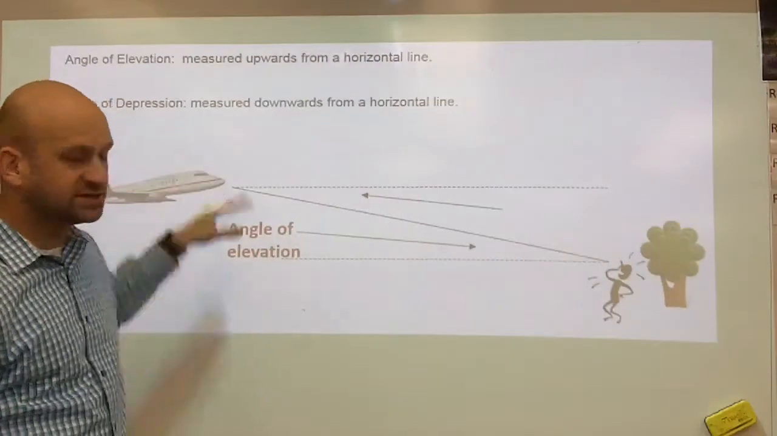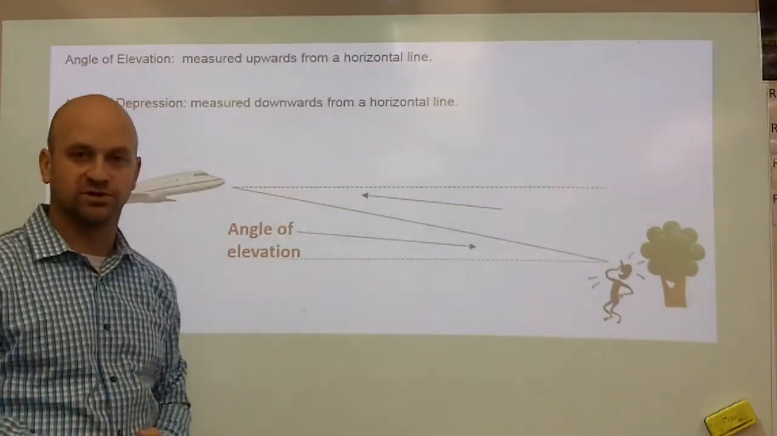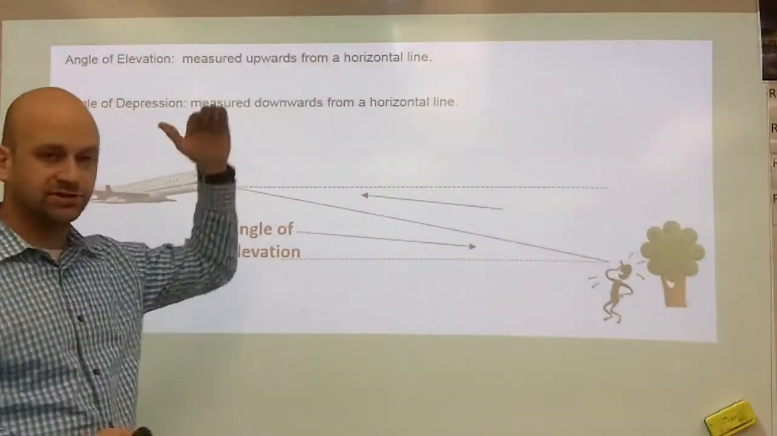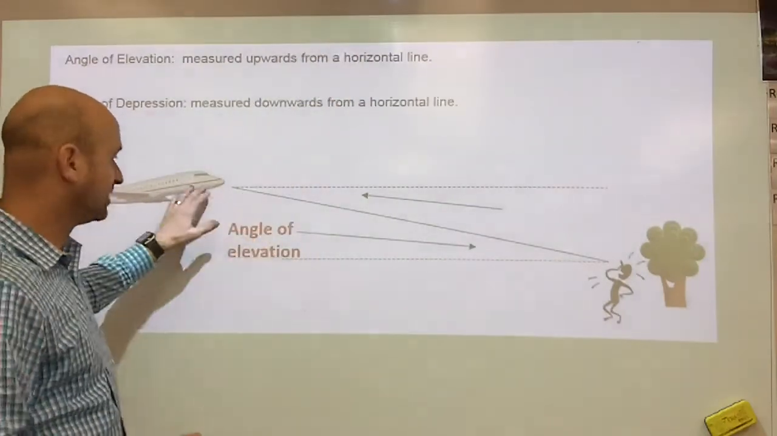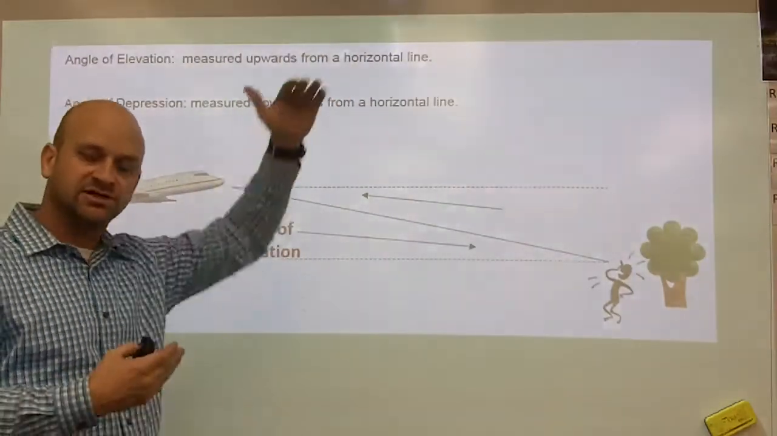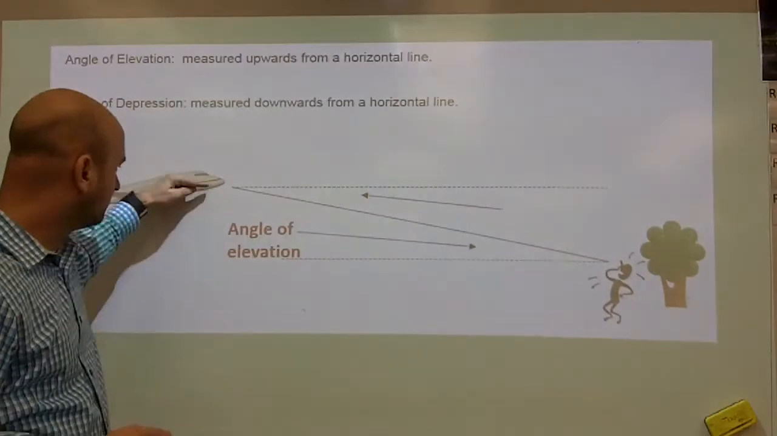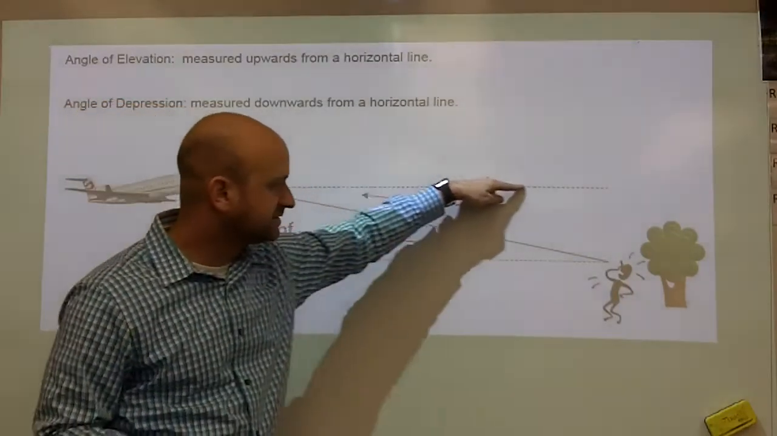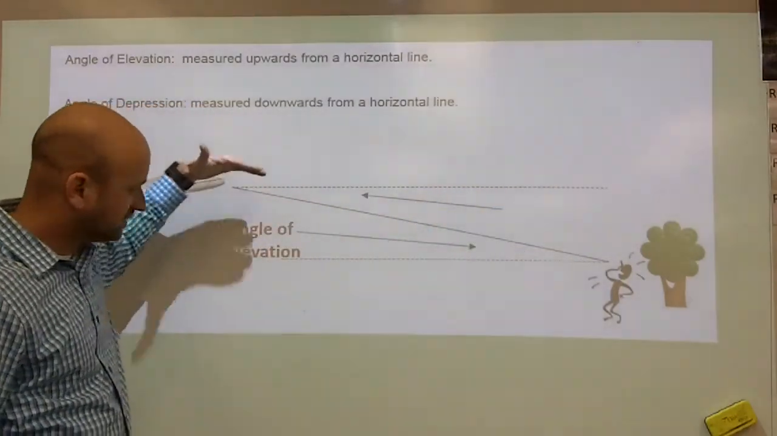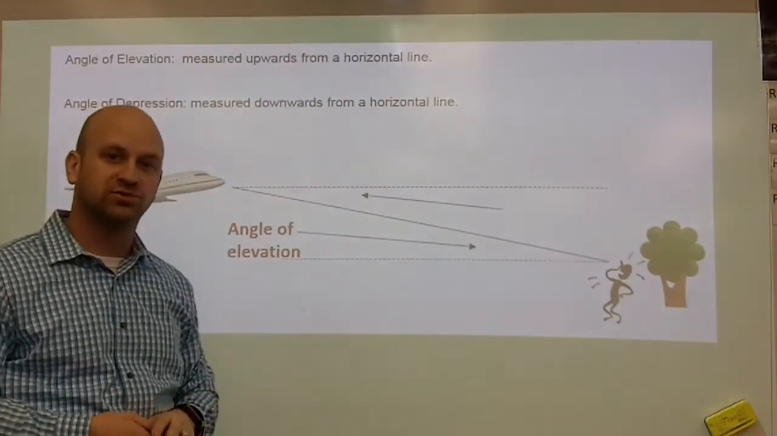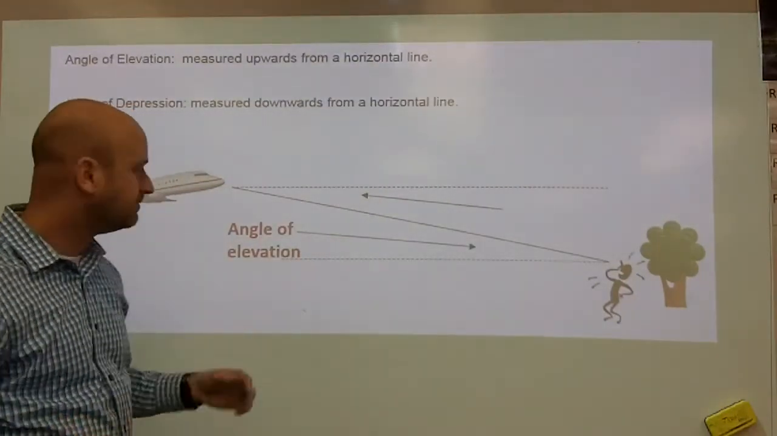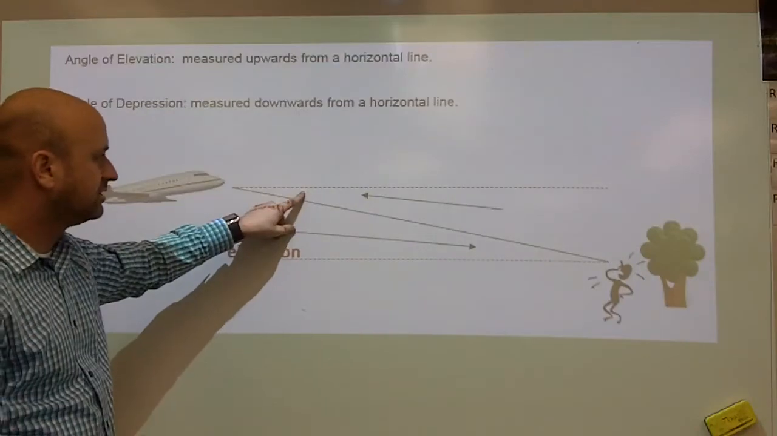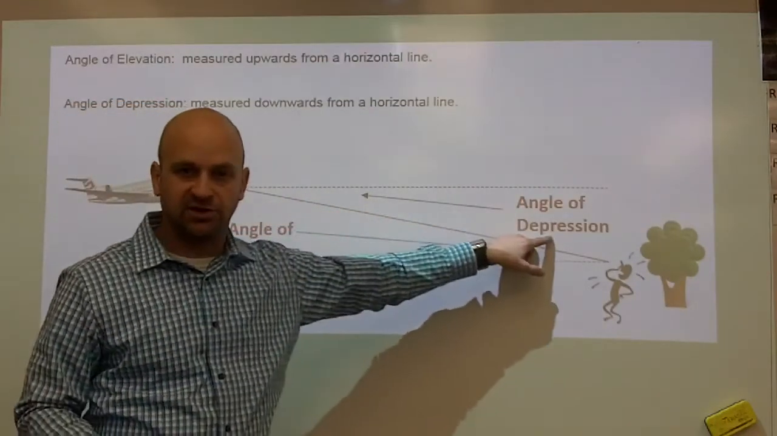The angle of depression is going to be measured downwards from a horizontal line. When this happens, you're going to be at an elevated height, such as an airplane or a mountaintop or some other elevated height. So say the pilot is looking horizontally, and then he looks downwards towards an airport or somewhere to land or whatever it might be. And so this angle right here is going to be the angle of depression.